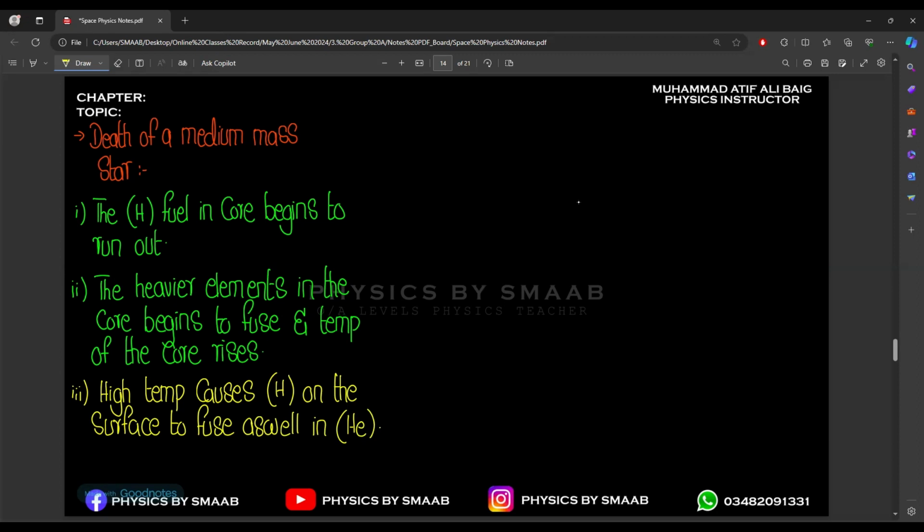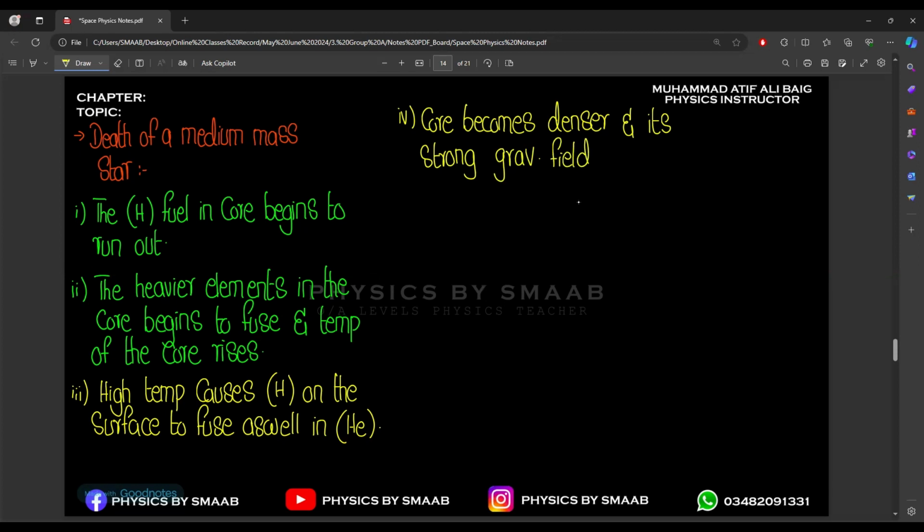And the fourth step is, now the core becomes denser, and when the core becomes denser, its strong gravitational field keeps it collapsing.